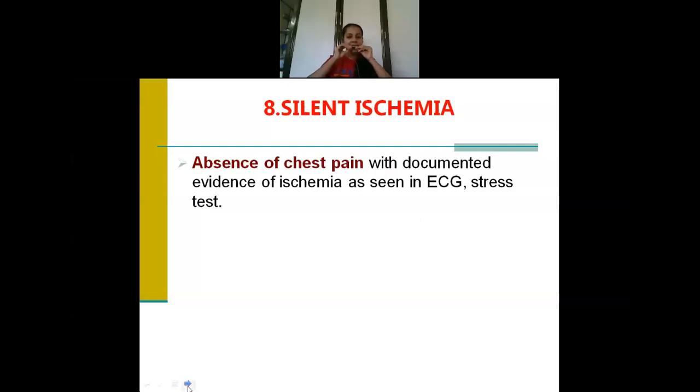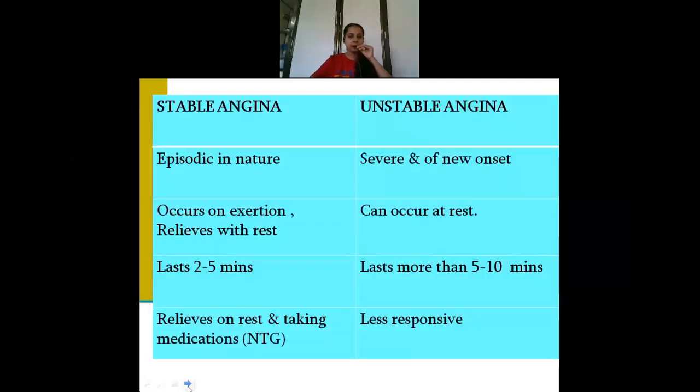The last one is silent ischemia. As the name suggests, silent. Here the patient will not have chest pain. There is absence of chest pain, but when you do an ECG or a stress test, you will see that there are changes. That is called silent ischemia. The cause for it is unknown, but usually your patient will not complain of chest pain, but the readings will be abnormal. ECG reading, stress test, and other readings may be abnormal.